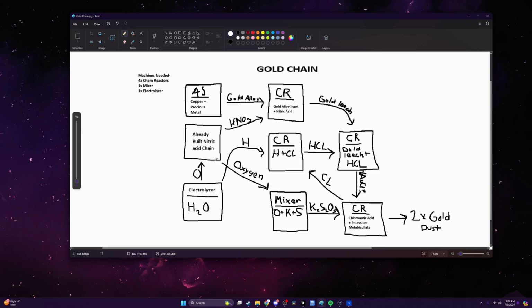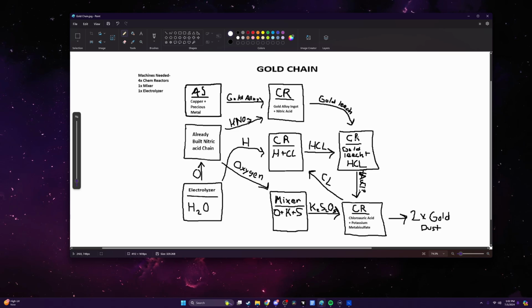Now, this oxygen that we're getting from both the electrolyzer and the nitric acid chain is going to go into a mixer with potassium and sulfur, and that's going to create us our potassium metabisulfate. But that's going to be one of the ingredients we're going to need for the actual creation of the gold dust. So these are going to be the final inputs here on this bottom right-hand corner.